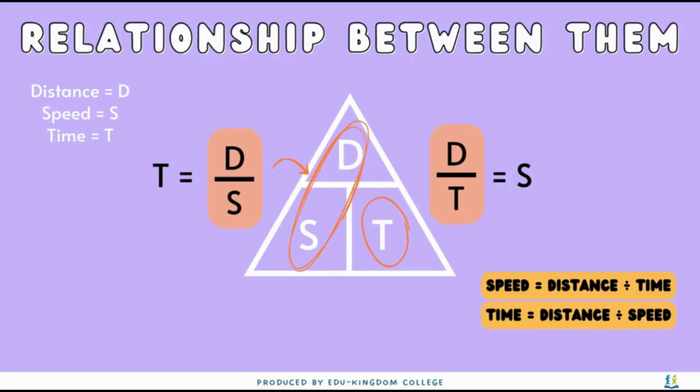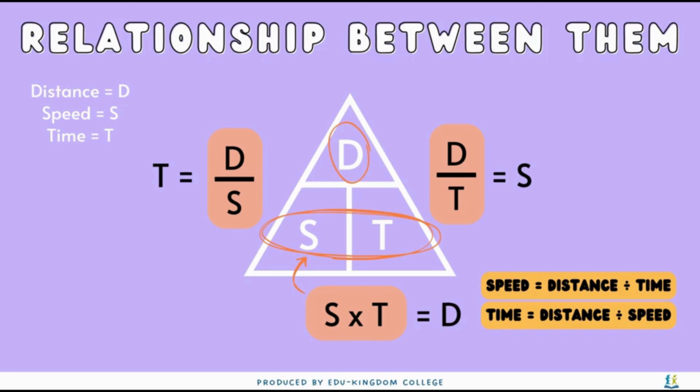Now we can have a look at the bottom two. We can see since S and T are next to each other, we're going to times them together, leaving us with D, which shows that the distance formula is distance equals speed times time. Using this triangle and the relationship between distance, speed, and time, we can work out the last component just by using the other two components.